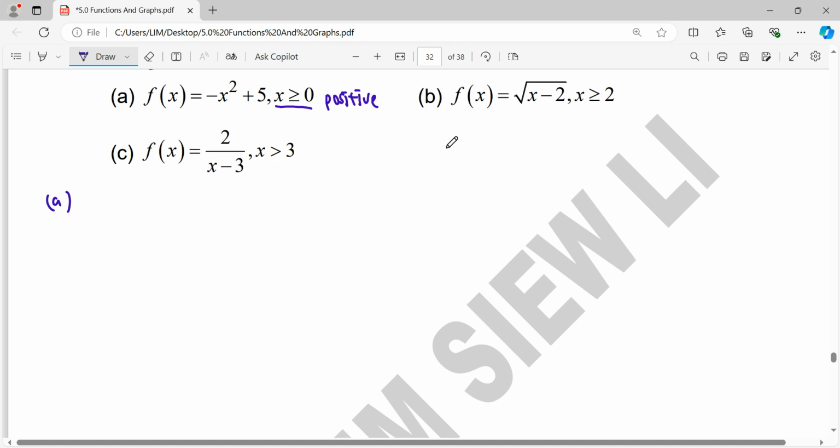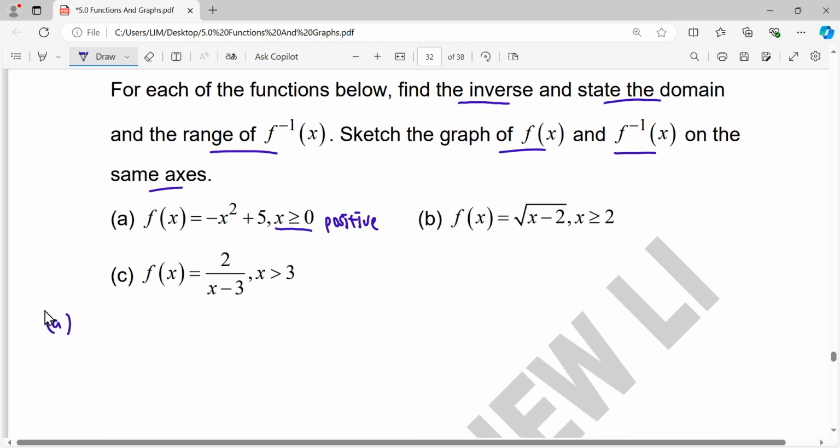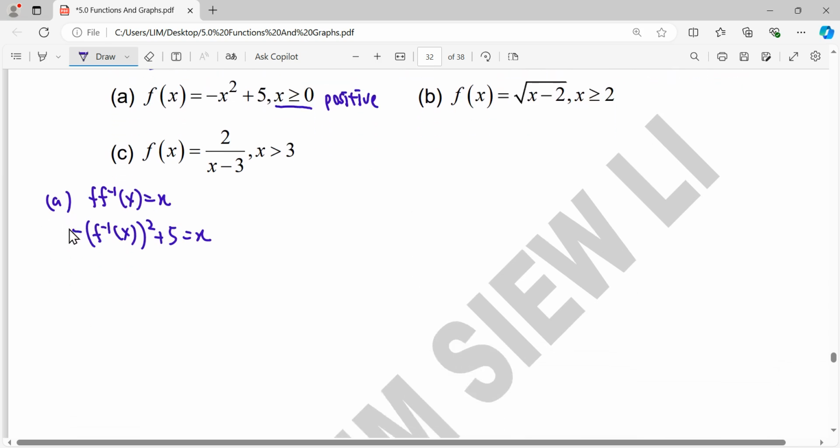So firstly, we're going to find out its inverse first. To find its inverse, composite method, f f inverse equals x. So substitute this f inverse into the x here, it will become negative f inverse squared plus 5 equals x. So simplify it. Move the 5, it becomes x minus 5. And then move the coefficient negative, it becomes negative x plus 5.